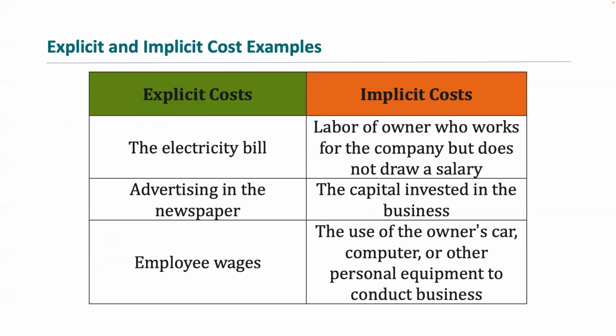This is a really good slide because it gives you some examples of explicit versus implicit costs. So these are costs that are paid directly when we talk about explicit costs: your electricity bill, the advertising in the newspaper, employee wages. Physically, you see money leaving your hands. But then there are the implicit costs, like the labor of your owner who works for the company but doesn't draw a salary, the capital that's been invested in the business, the use of the owner's car, computer, or any other personal equipment that's used to conduct business.